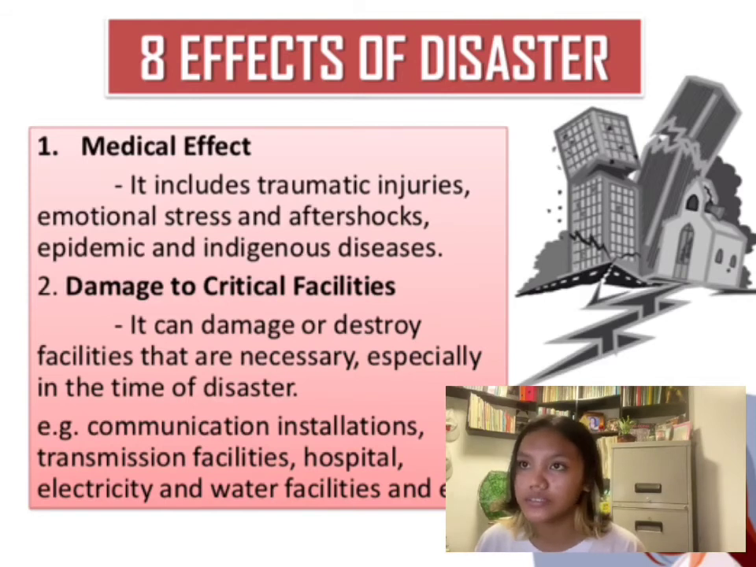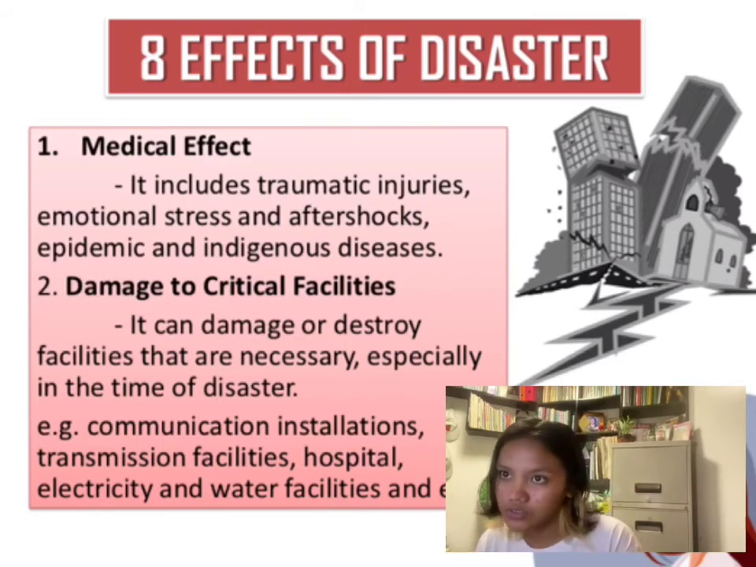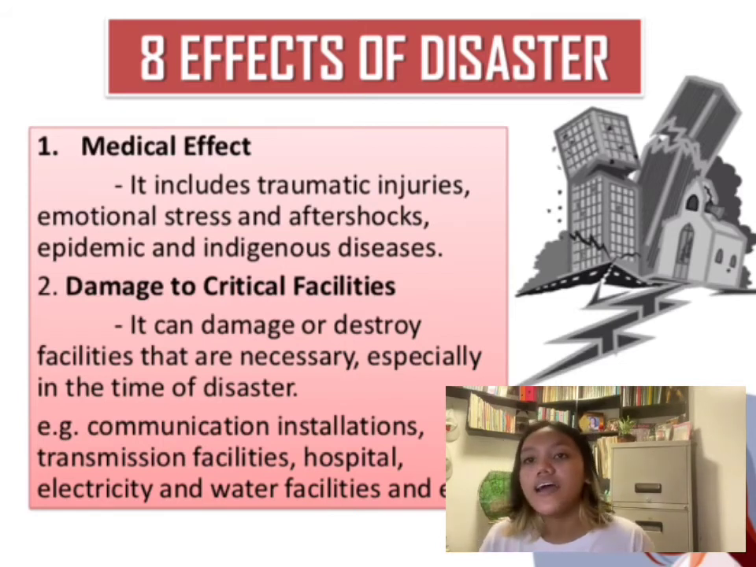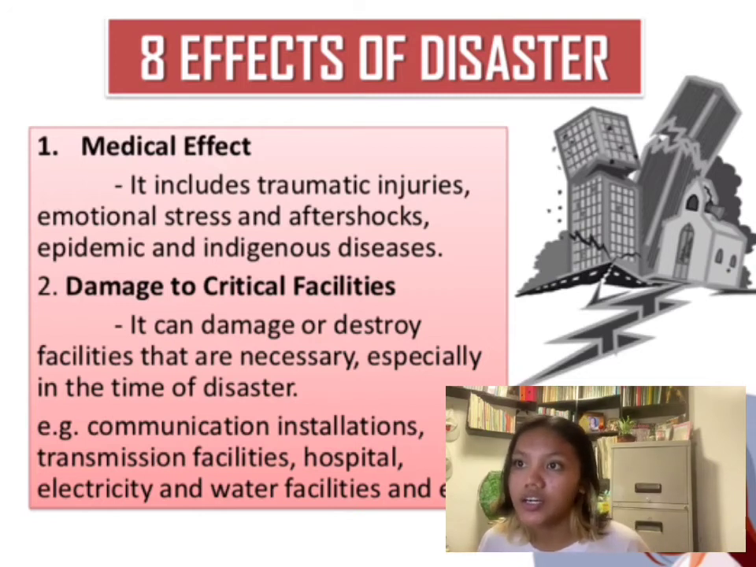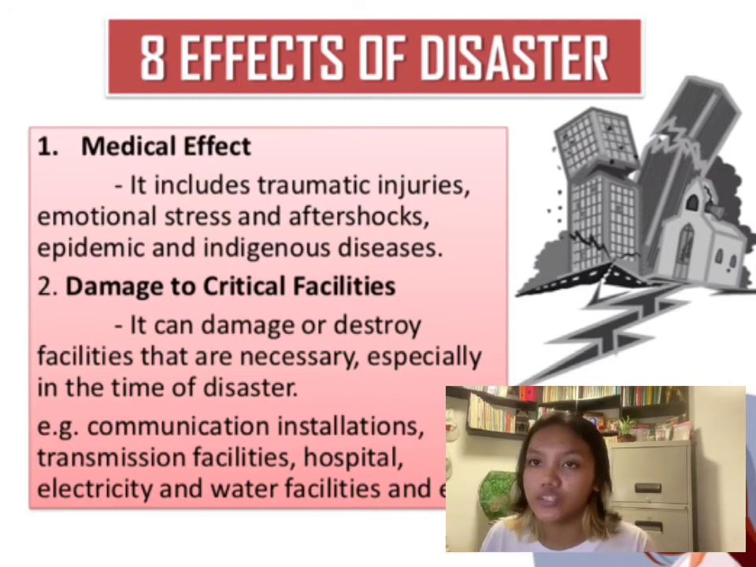So the second one is damage to critical facilities. So the disaster can damage or destroy facilities that are necessary, especially in the time of disaster. So the example of facilities that may be damaged during a disaster are the communication installations, transmission facilities, hospital, electricity, and water facilities, and etc.